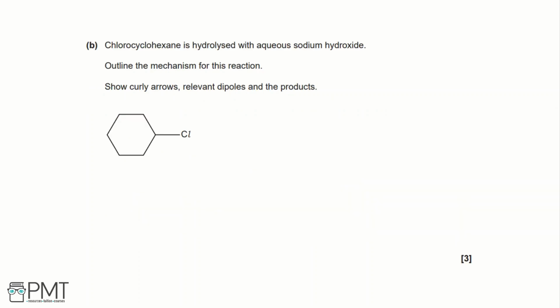Part B. Chlorocyclohexane is hydrolyzed with aqueous sodium hydroxide. Outline the mechanism for this reaction. Show curly arrows, relevant dipoles, and the products.